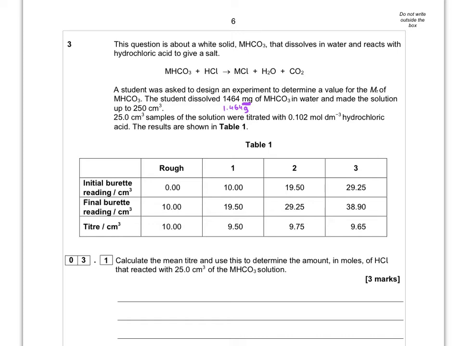So the student dissolved 1,464 milligrams of MHCO3 in water and made this solution up to 250 centimetres cubed. So we've got a change here. Watch that one. Only 25 centimetres cubed of the sample of solutions were titrated with 0.102 moles per decimetre cubed hydrochloric acid. The results are shown in Table 1. So the first thing we've got to do is we've got to calculate the mean titre.